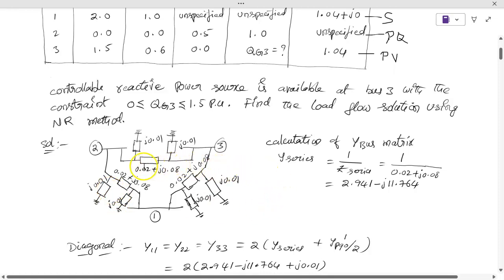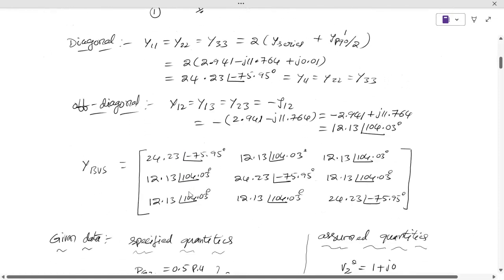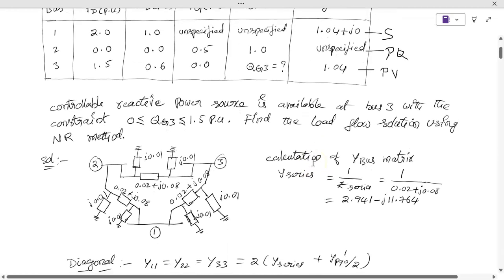Now as they have given series impedance, but we need to calculate the admittance matrix, this series impedance must be converted into series admittance. So that is simple. Y series is equal to 1 by Z series, 1 by impedance.